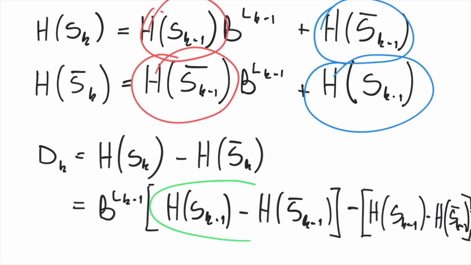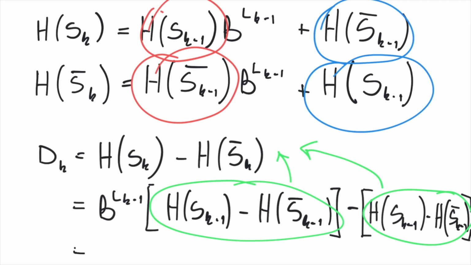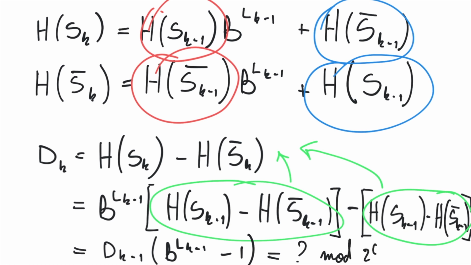So, because this term and this term are the same and they are just equal to d_{k-1}, what we have as the end result is d_{k-1} times b^(l_{k-1}) minus 1. So we have found a recursion for d_k, the difference of the hash of s_k and the hash of s_k bar, and what we are wondering is how does this evaluate mod 2^64. So we have to check how many factors of 2 there are in d_k.